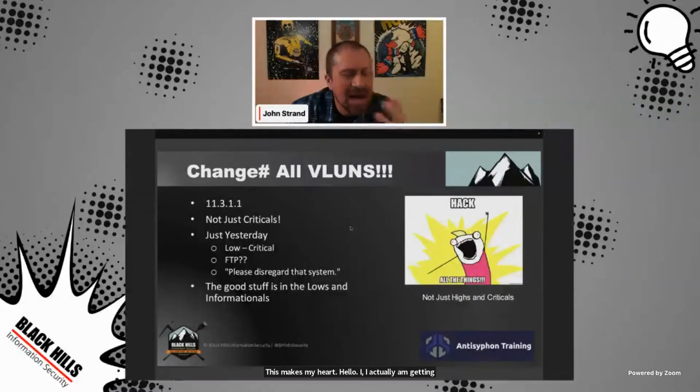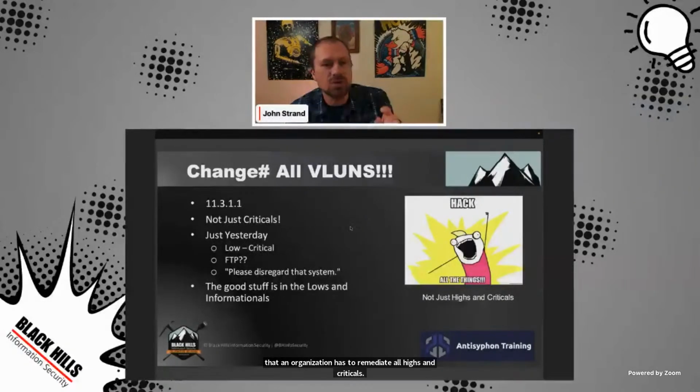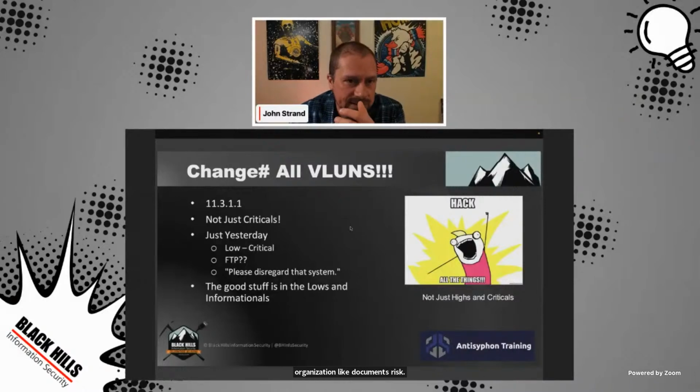I don't understand how the PCI Council can allow the password thing to slide, but then this goes through. They've got to have been different groups, right? But this is beautiful. You have to somehow come to grips with all vulnerabilities, not just highs and criticals. Now, it does say that an organization has to remediate all highs and criticals, but there's a phrase in there that said, based on your organization's risk documentation, like how your organization documents risk. And I think that's an important delineation.